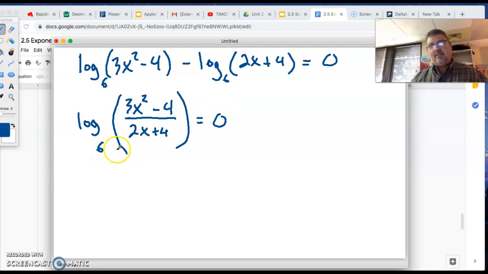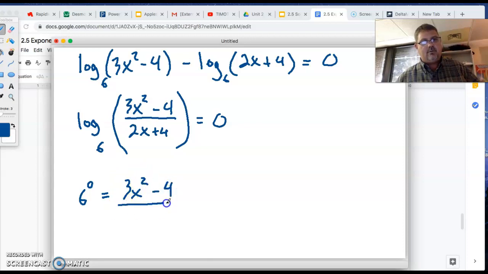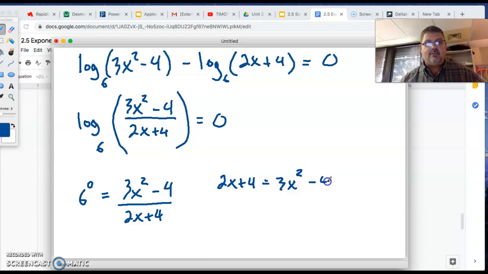So we're going to get next step. We're going to switch this to an exponential. So we're going to have 6 to the 0 power, which is 1, and that's equal to 3x squared minus 4 all over 2x plus 4. Alright, if you'll remember back, way back when you learned how to solve proportion problems, you were told that you could do something called cross multiply. Well, that's a 1 really, but I'm going to have 2x plus 4 times 1, and then I'm going to get basically 2x plus 4 is equal to 3x squared minus 4.